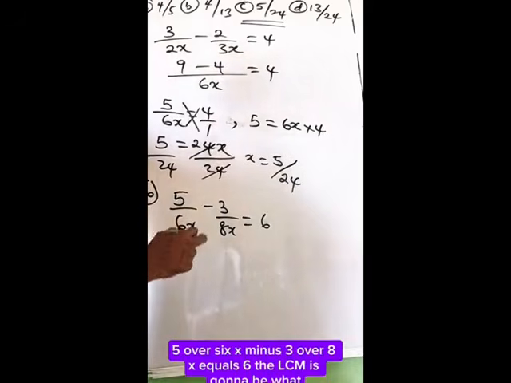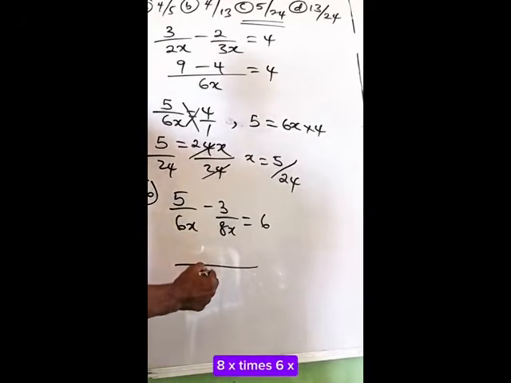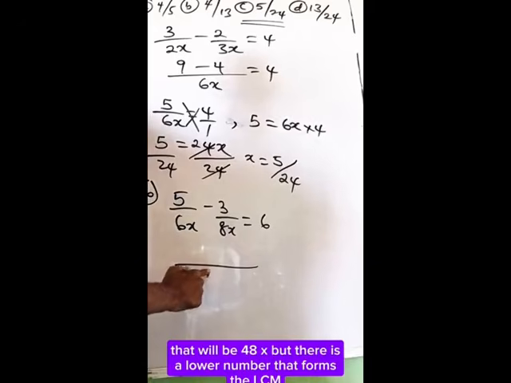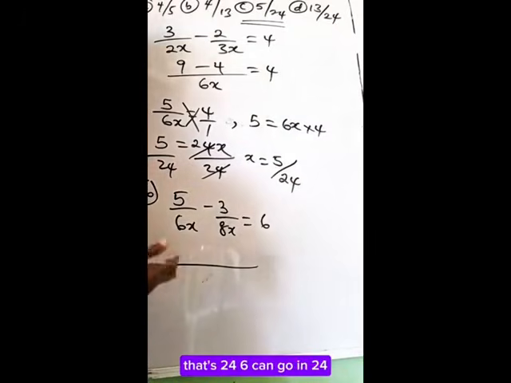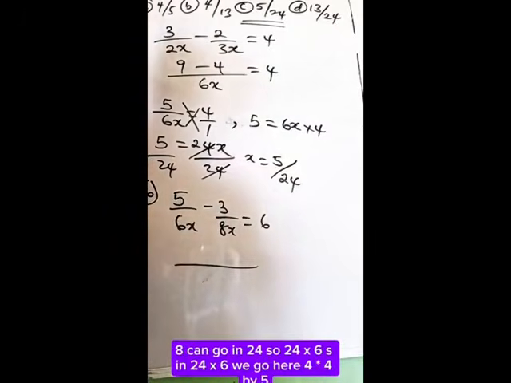5 over 6x minus 3 over 8x equals 6. The LCM is going to be what? 8x times 6x, that will be 48x. But there is a lower number that forms the LCM. That's 24. 6 can go in 24, 8 can go in 24. So 24x. 6x in 24x.